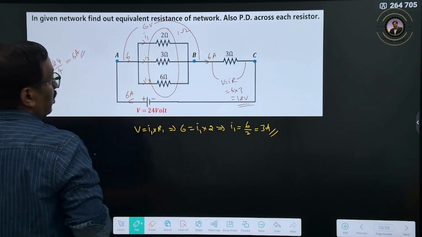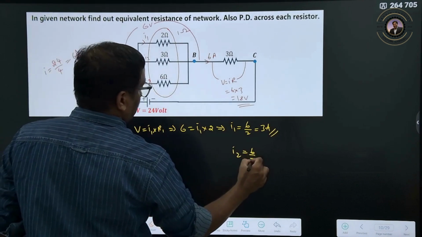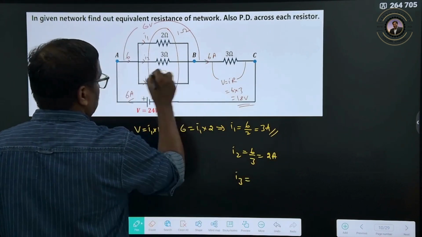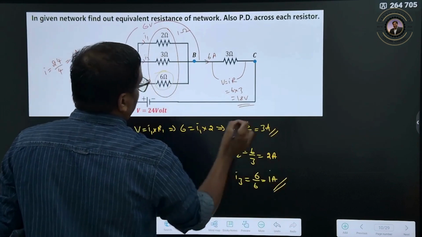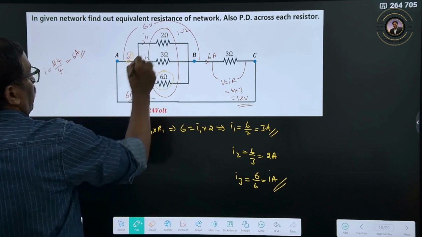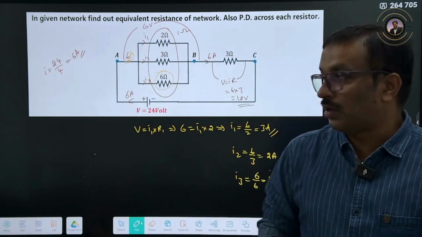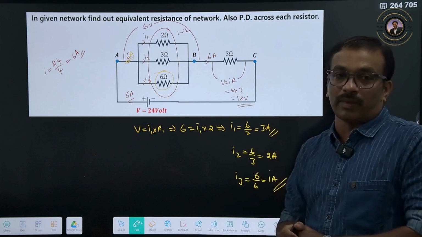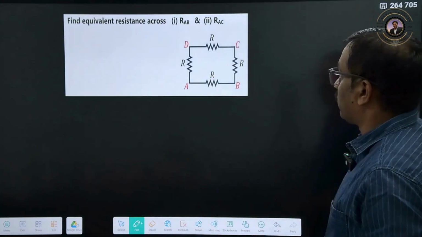So here I2 is equal to 6 by 3, therefore 2 ampere. I3 is equal to 6 by 6, 1 ampere. Add up all these, you will get 6 ampere. This is your 6 ampere. Clear? I think you got the clarity. So all the questions, these types of things you should keep in mind. Clear? Now we'll go for another new question. Let us go for this.